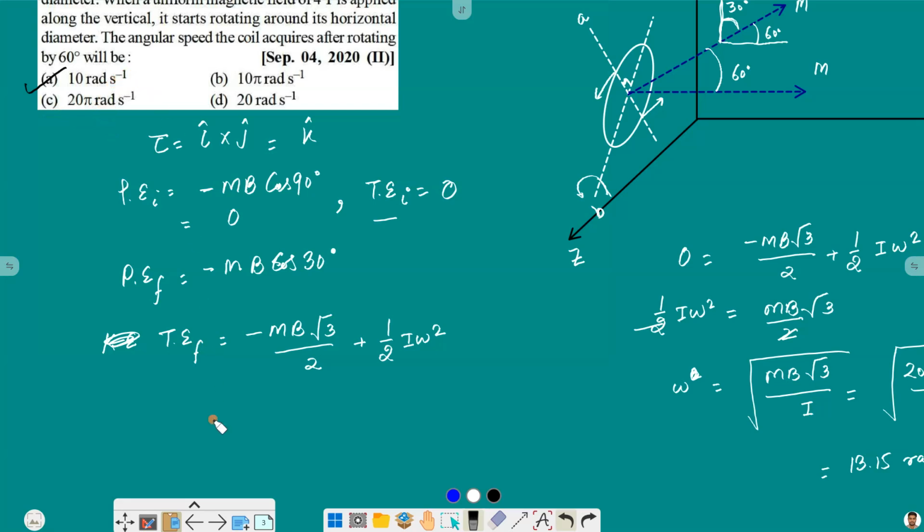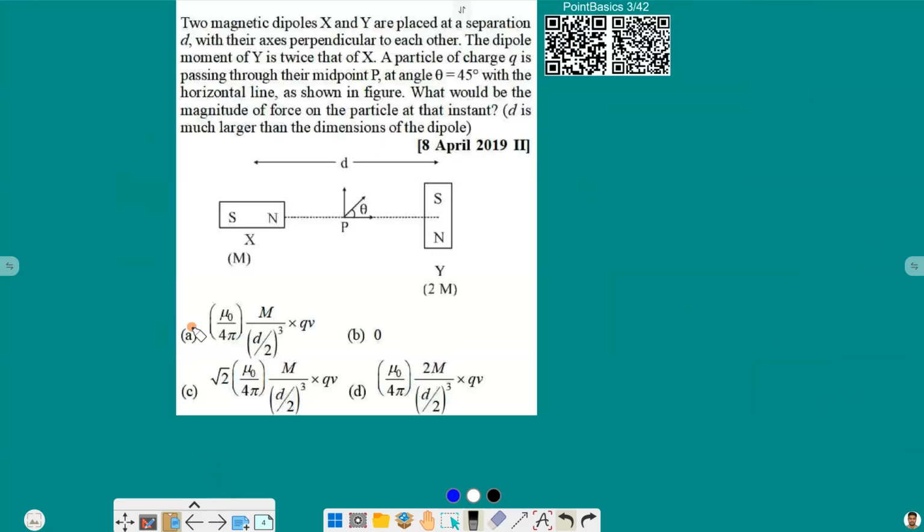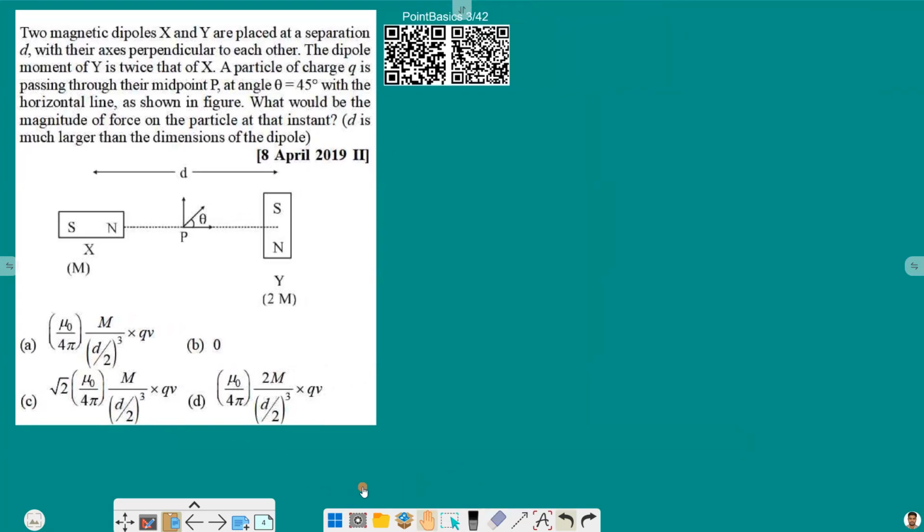Now let's move to the next question. Two magnetic dipoles X and Y are placed at a separation D, their axes perpendicular to each other. The dipole moment of Y is twice that of X, so that is 2m and m. A particle of charge Q is passing through their midpoint P at an angle of 45 degrees with the horizontal line as shown in the figure. What would be the magnitude of the force on the particle at this point? So we have to find the magnitude of the force.